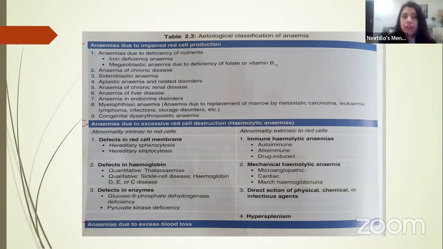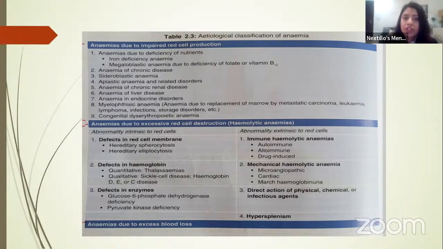Then we come to the second important cause, which is due to excessive red cell destruction. Now, they are being formed normally, but in the body, they are being destroyed because of some reason, right? Now, as we discussed, the structure of the RBCs. If there is any problem in the structure, our body will recognize that these RBCs being formed are not normal, and they will try to remove these abnormal cells from our body.